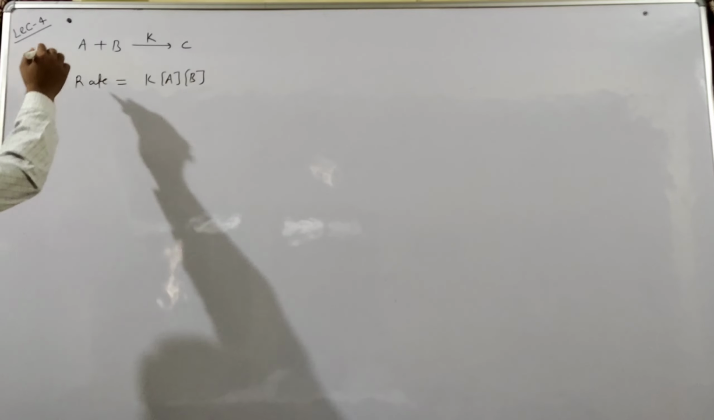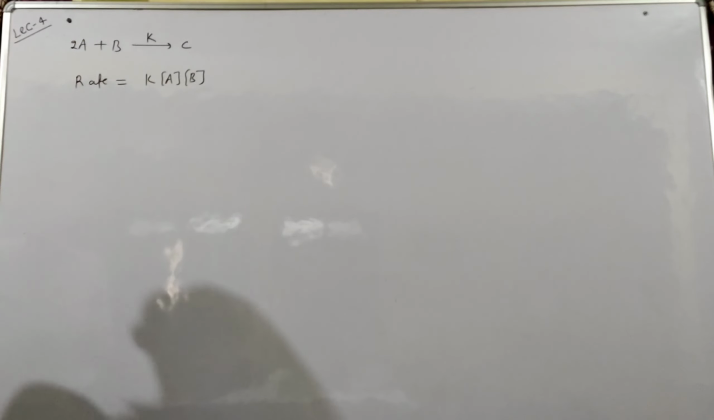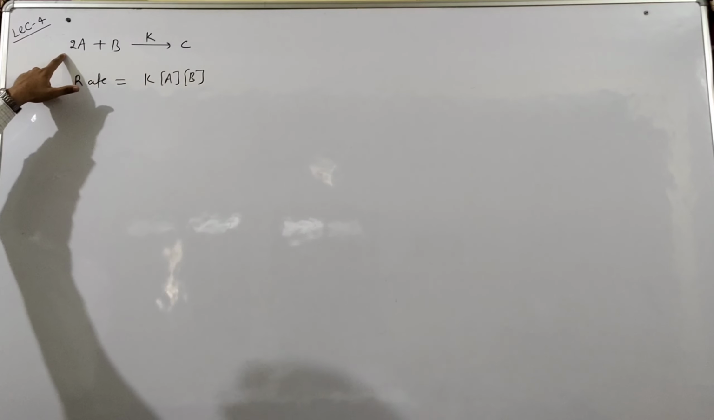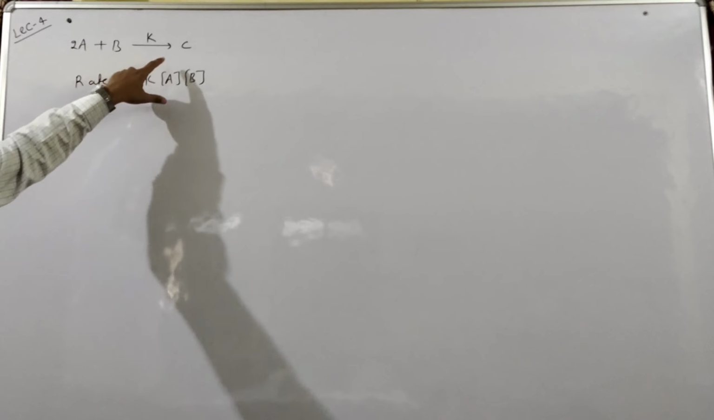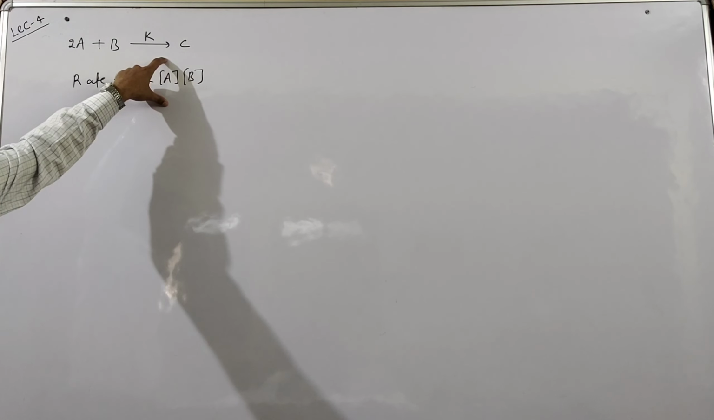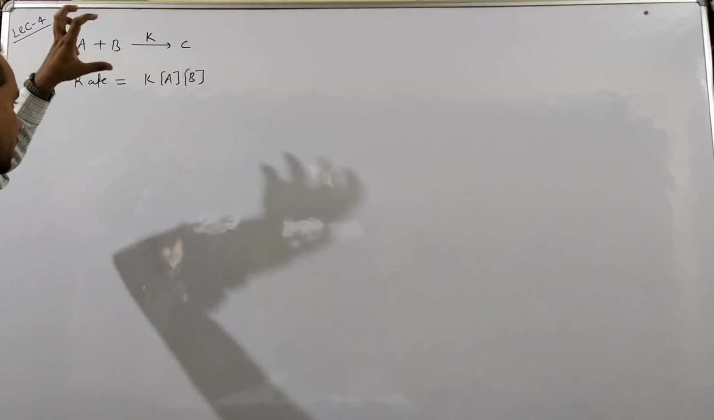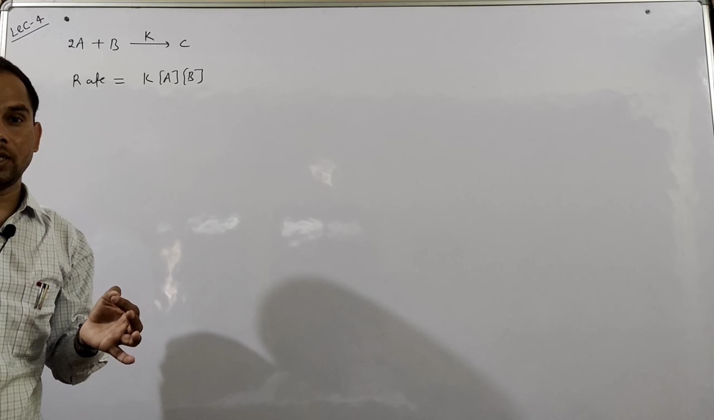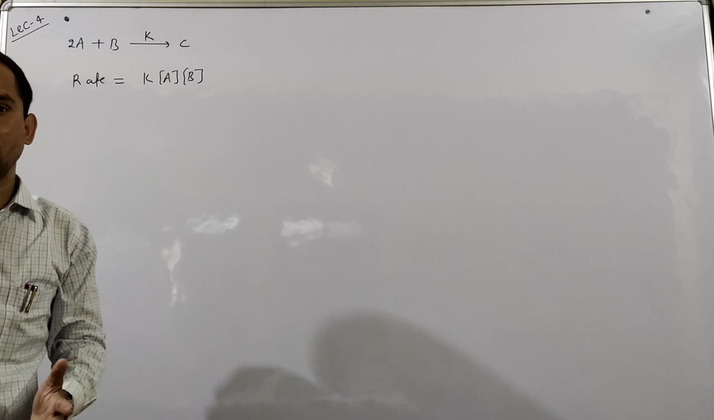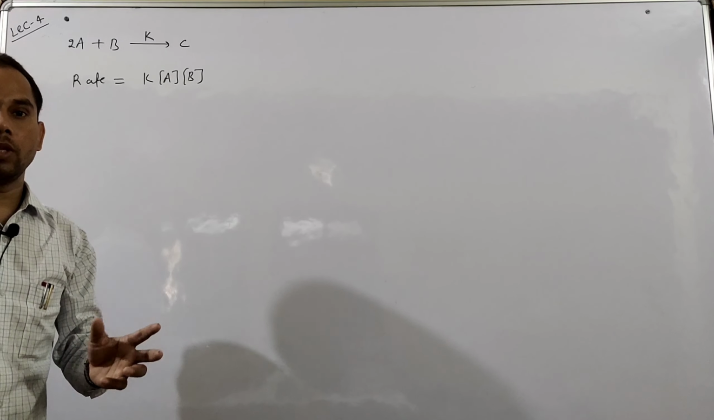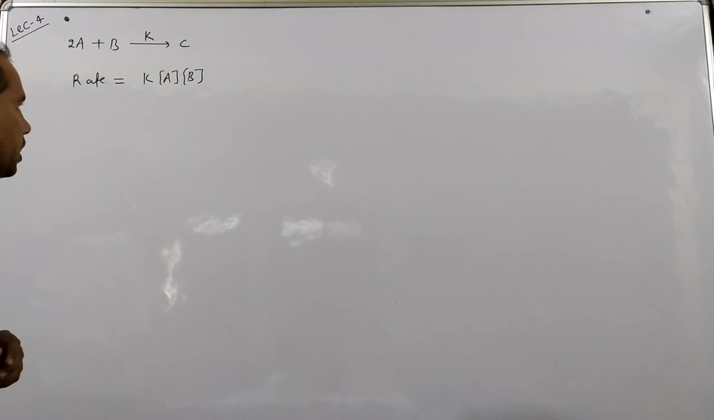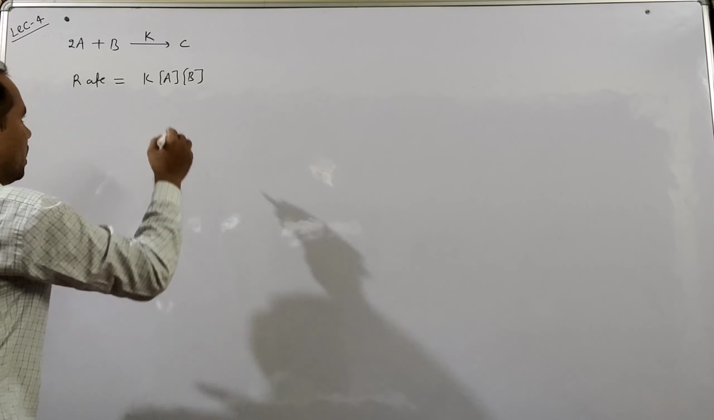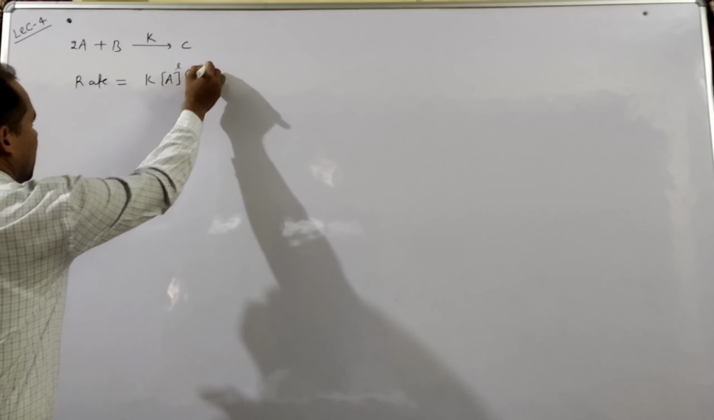Suppose the reaction is 2A plus B gives out C. We cannot just take the stoichiometric coefficient of the reactant as a power in the rate law expression, because the power comes on the concentration of the reactant. This is an experimental concept which comes from the law of mass action. So here let's take some arbitrary numbers, L and M.